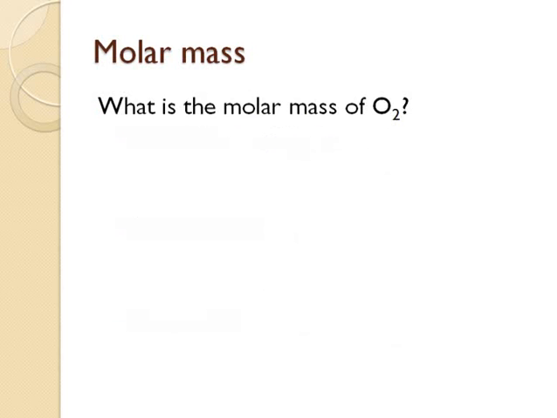Now, if we want to know the mass of O2, this 2 tells us we have 2 atoms. So I have to take 2 atoms times each one weighs 16.00 grams. That's going to give me 32.00 grams of O2. Okay?